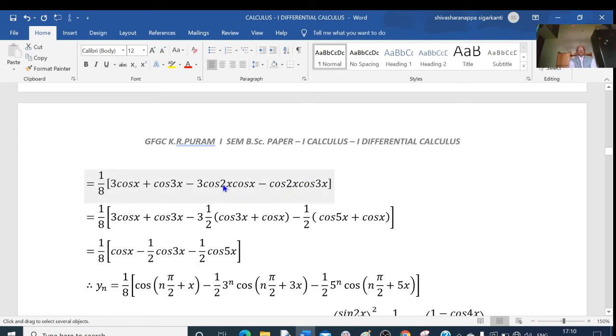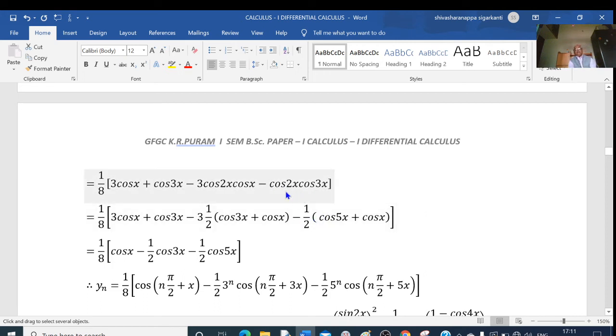Here we can use the formulas for converting the product of two trigonometric functions into sum or difference of the two trigonometric functions. So I will write 1 by 8, 3 cos x as it is plus cos 3x as it is, minus 3 as it is. Cos 2x cos x, that is cos into cos can be written as 1 by 2 into cos plus cos. For the first angle, addition: 2x plus x is 3x. For the second one, a minus b: 2x minus x is x. So cos 3x plus cos x.